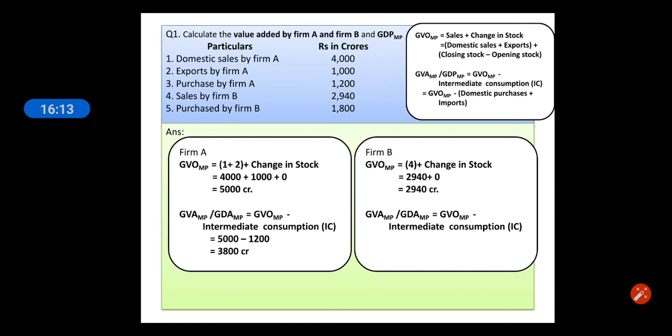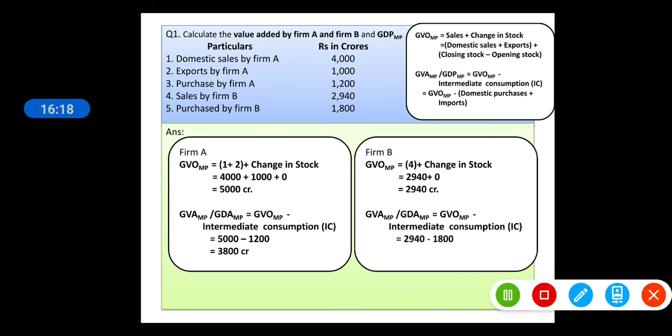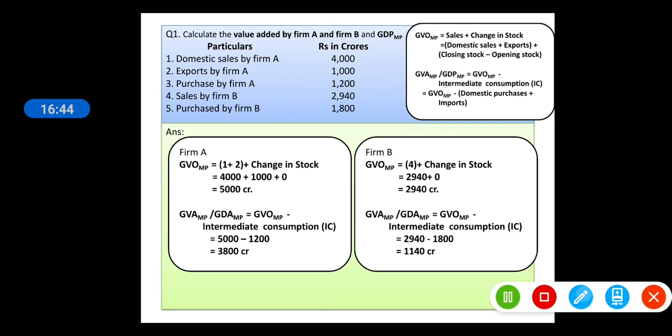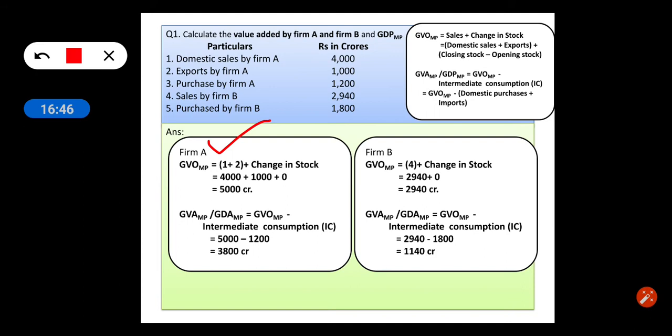After finding GVO, we have to find GVA, and the formula of GVA is GVO minus IC, right? And GVO is 2,940, and IC is the purchase by firm B. It's in Roman number 5, right? Purchase by firm B is an IC of firm B. So we'll subtract IC of firm B from GVO of firm B. So 2,940 minus 1,800 is equal to 1,140 crores. Now this is the value added of firm B, and that was the value added of firm A.